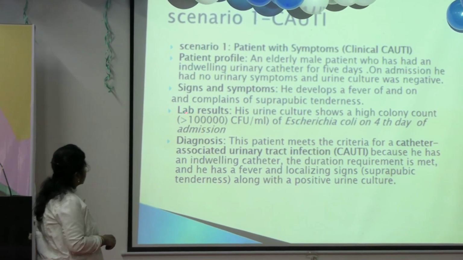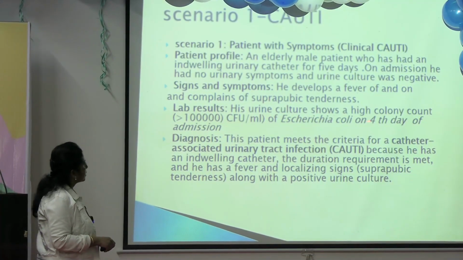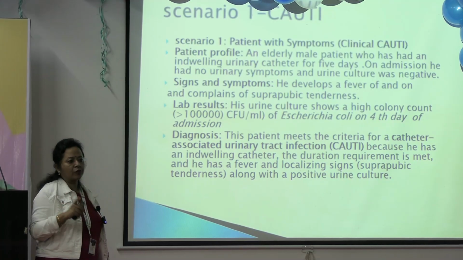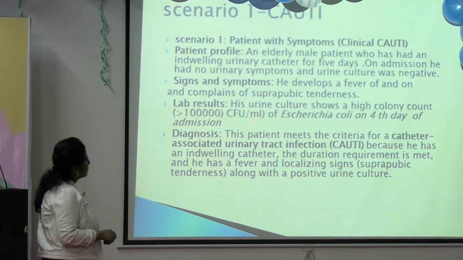So that is how you investigate. Then you ask for urine culture and he gets a colony count of more than 10⁵. This is significant bacteriuria, okay? Means there is infection of E.